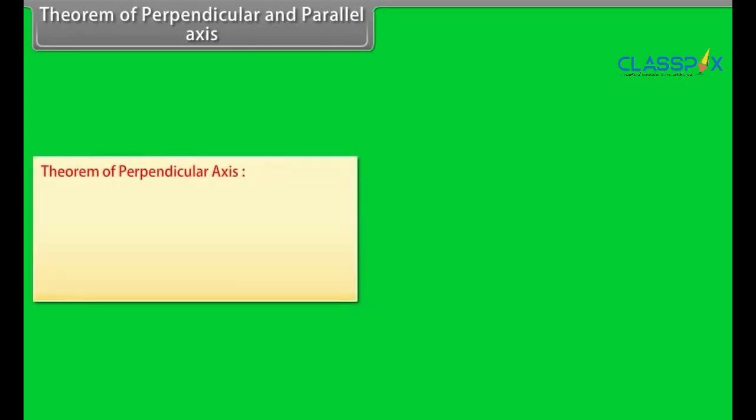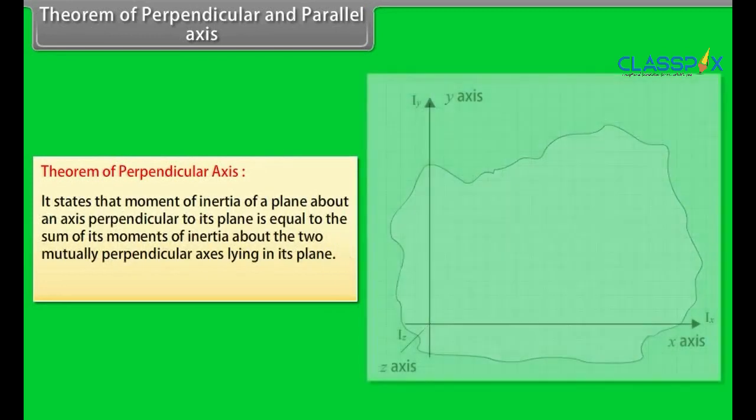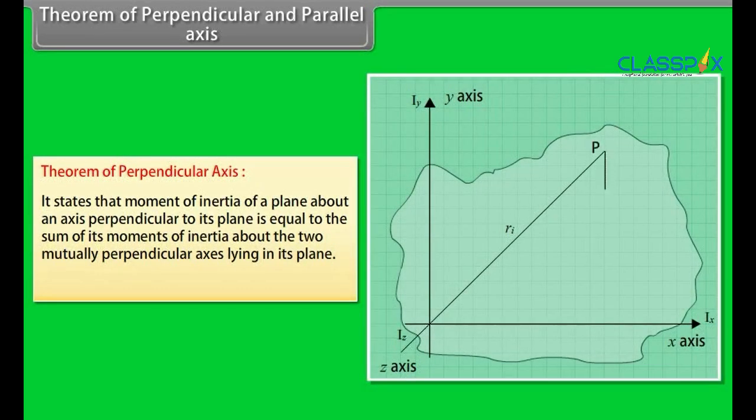Theorem of perpendicular and parallel axes. Theorem of perpendicular axis states that the moment of inertia of a plane about an axis perpendicular to its plane is equal to the sum of its moments of inertia about the two mutually perpendicular axes lying in its plane. Iz is equal to Ix plus Iy.